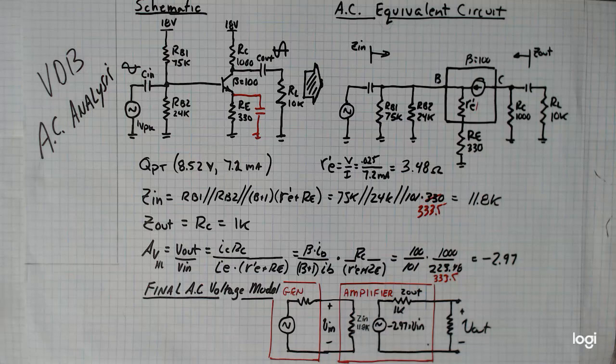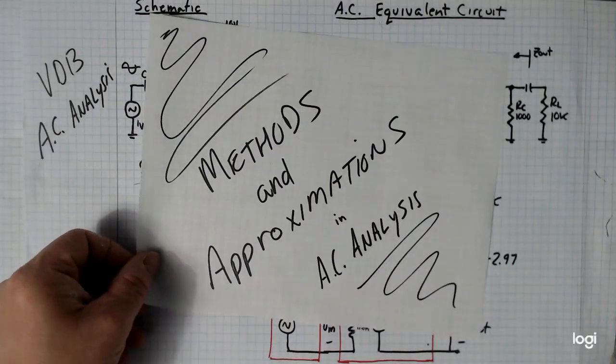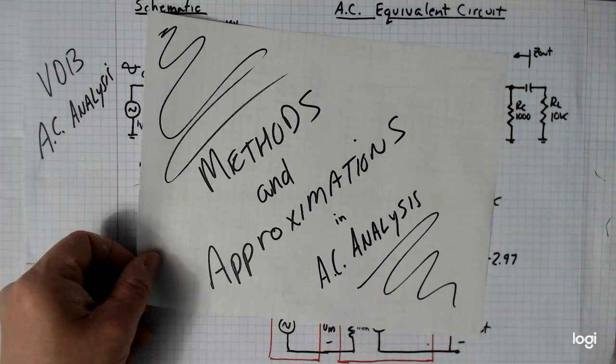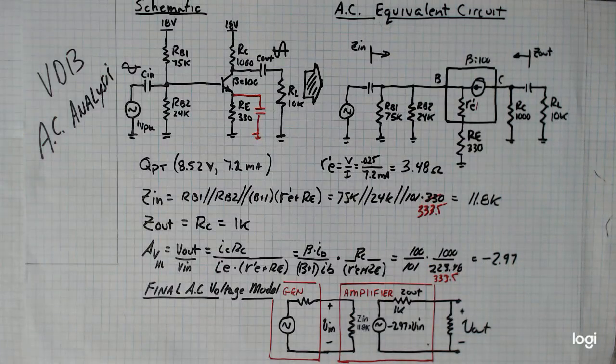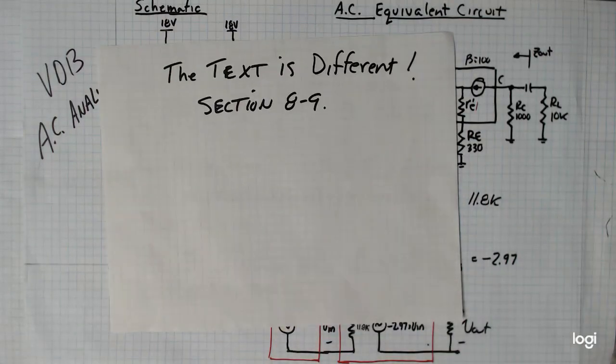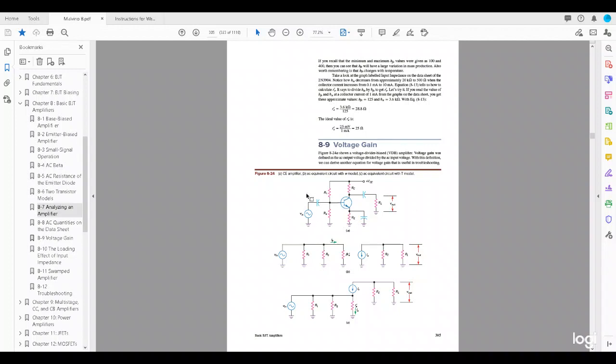Okay, so there's another section here. The topic for today was, what was the topic? Methods and approximations. So far I've talked about approximations. Now I'm going to talk about methods. The text is a little different in section 8-9. It's different, but not different. And I'm going to show you what section 8-9 is.